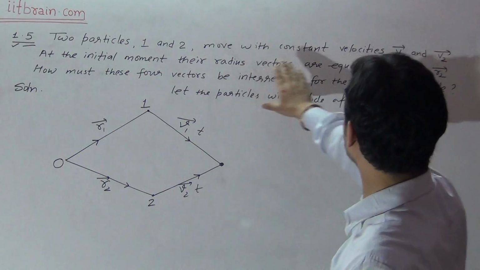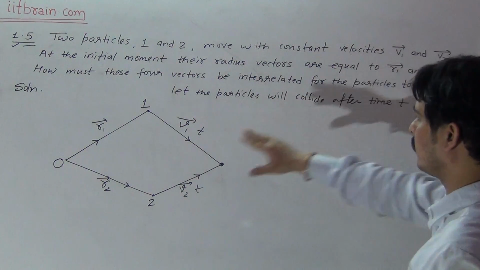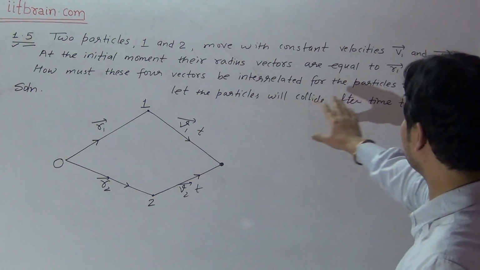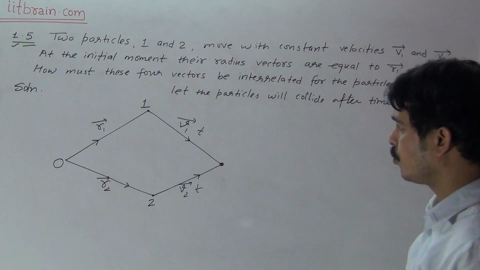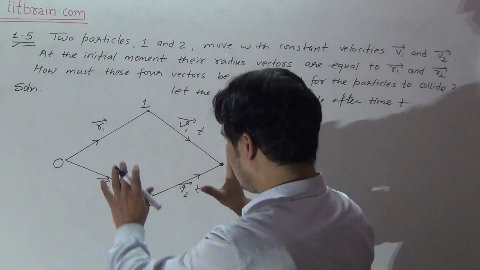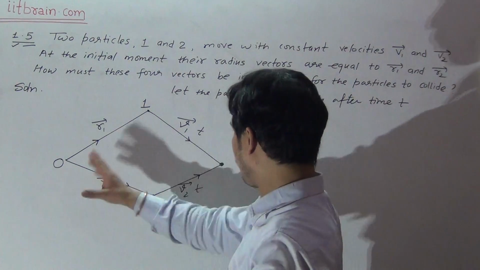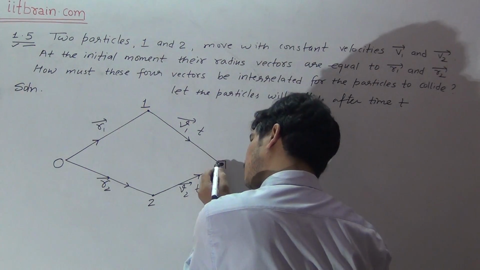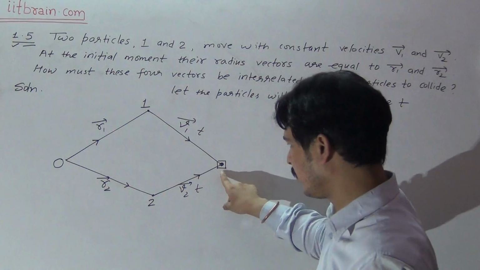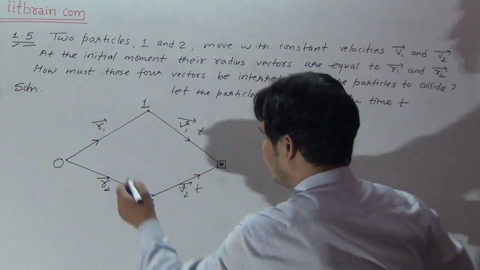So two particles 1 and 2 move with constant velocities v1 and v2. At the initial moment their radius vectors are equal to r1 and r2. How must these four vectors be interrelated for the particles to collide? Say the particles will collide after time t. Then a diagram of this type you can make for the collision. This is the point where the particles will collide. This is the origin point from where distances are taken.